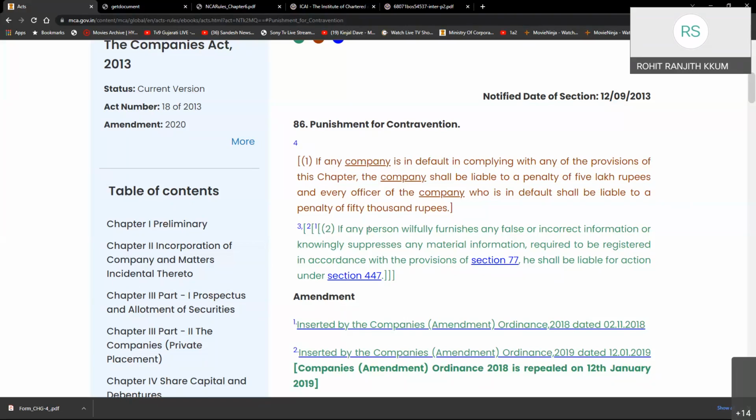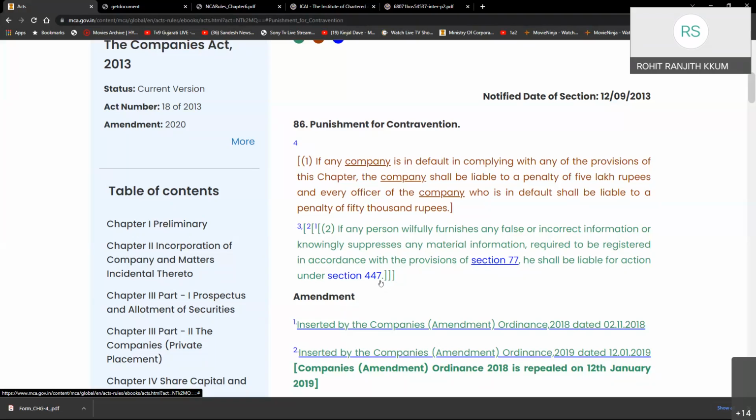Okay. If any person willfully furnishes any false or incorrect information or knowingly suppresses any material information required to be registered in accordance with the provisions of Section 77, he shall be liable for action under Section 447. Guys, what is 447? Come on, I explained that in the AK-47. Yes. So it is the punishment for what? Fraud. Well done. 10 years jail.